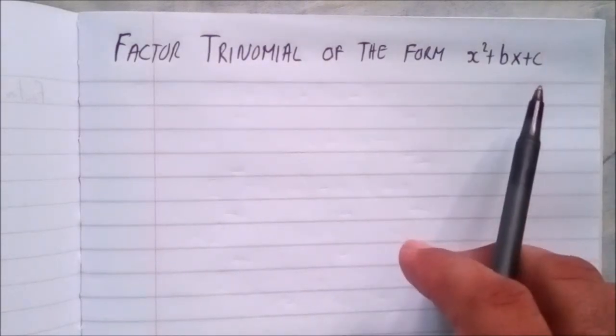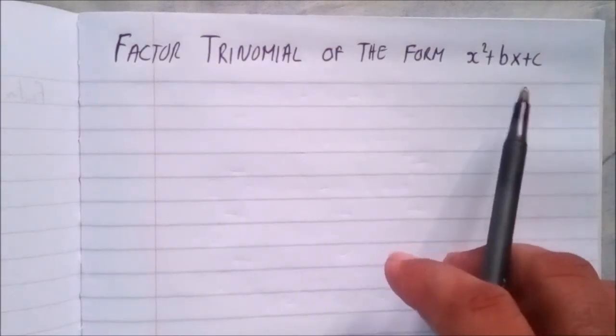Factor trinomials of the form x squared plus bx plus c. That is in the abstract form, in algebraic form, and we'll be looking at them with numbers, but I just want you to see the general form first of all. Okay, in the previous topics that we have covered, we learned how to multiply binomials.